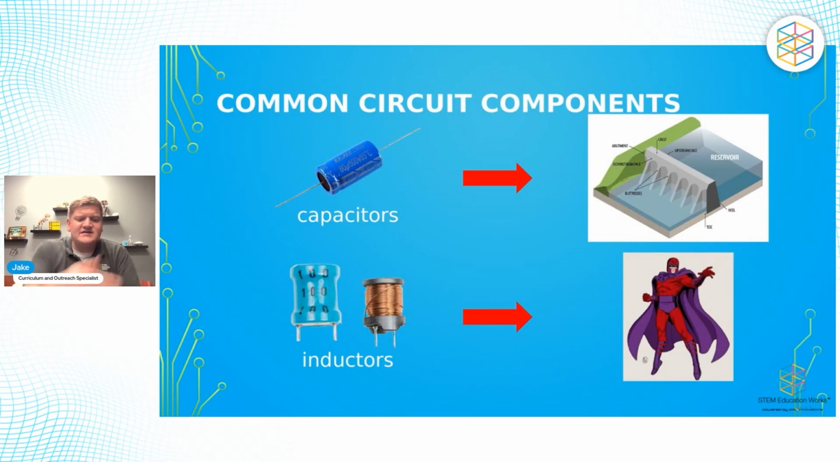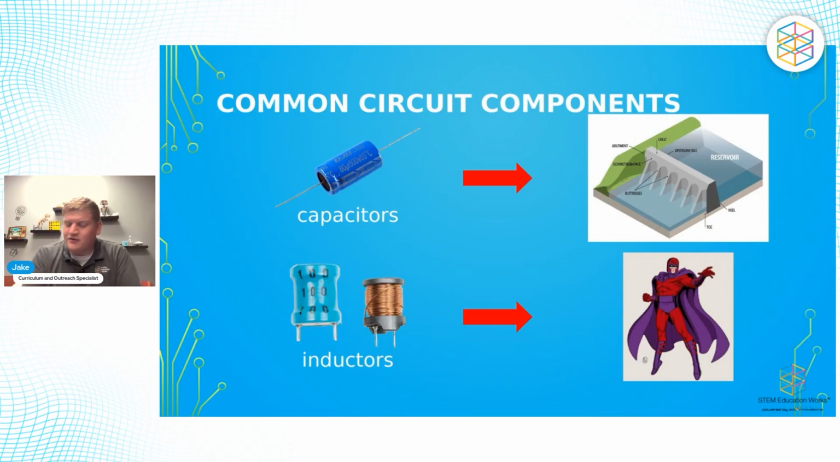And lastly, we have inductors. Now, I really couldn't come up with any other image for this except for Magneto from the X-Men, you know. Basically what an inductor is, it's a coil of wire. And that's really, at the end of the day, all it is. But what's interesting about it is as you allow current to flow through that coil of wire, when electrons go around in a circle like that, they generate a magnetic field.